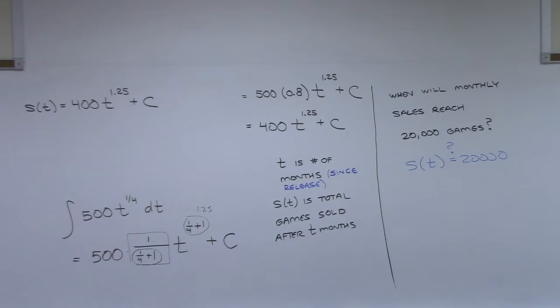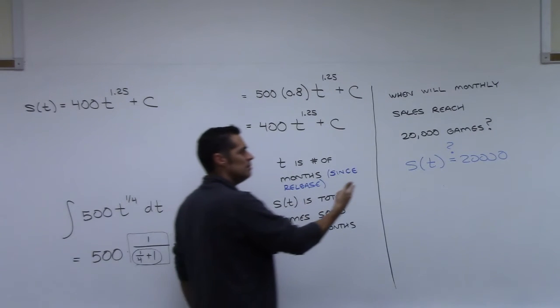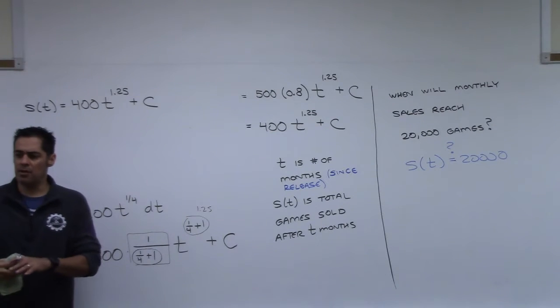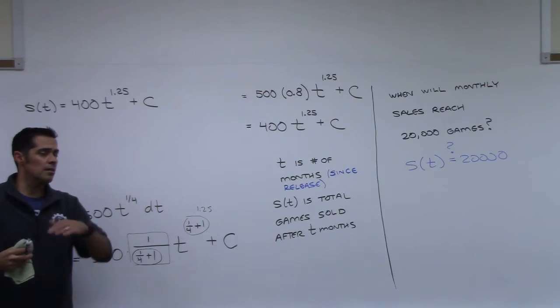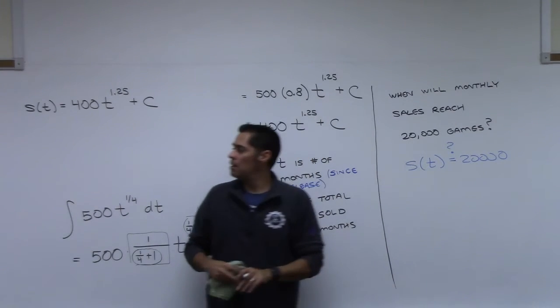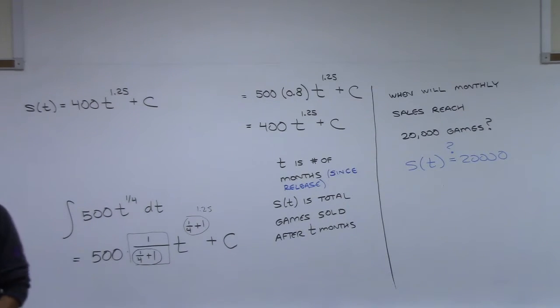Have I given you an initial condition? Is this an initial condition, though? No, that's not telling me. For an initial condition, I would have to tell you at a certain month you had this much sales. This is saying when is your sales 20,000? But if you just think about the problem itself, you actually do know your sales at a certain point in time. At 0, you should have 0 sales, right? That's not given to you in the word problem, but you have to deduce that, right? At 0 months, you haven't released the game. So you should have no sales, right?